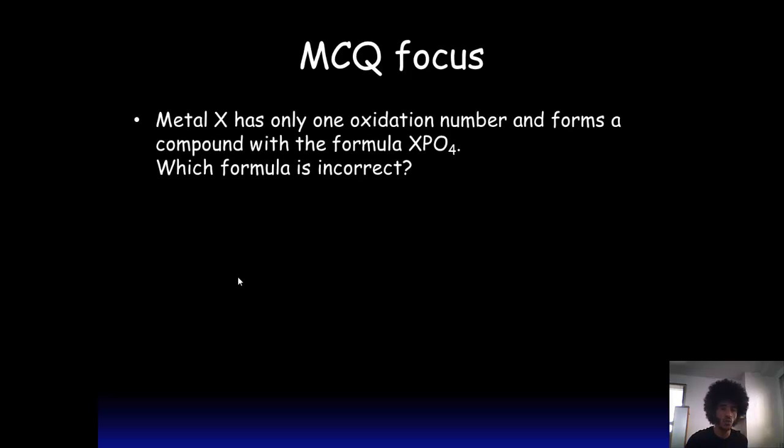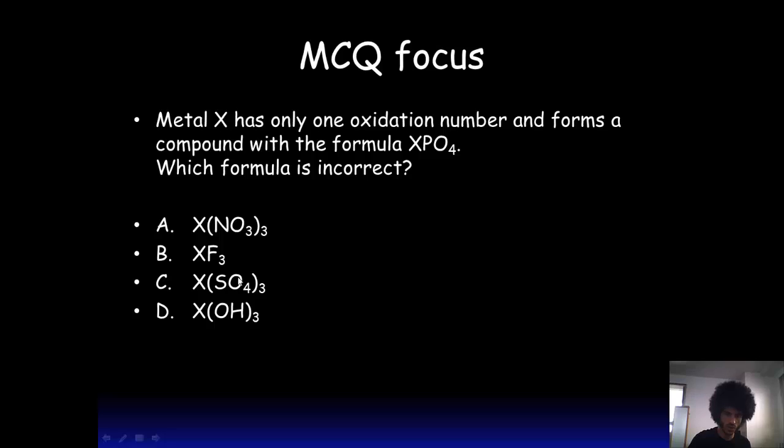Metal X has only 1 oxidation number and forms a compound with the formula XPO4. Which formula is incorrect? Much trickier question here. And let's go through it. If it's got that formula, I need to work out the oxidation number first of all, which effectively is the same thing as the charge. So it's X something positive, and then I've got PO4. Now this is testing your knowledge of your polyatomics basically. PO4 is 3 minus. I've only got 1 of each, so in order to counteract that 3 minus, that has to be 3 plus. Okay, so it's X3 plus.